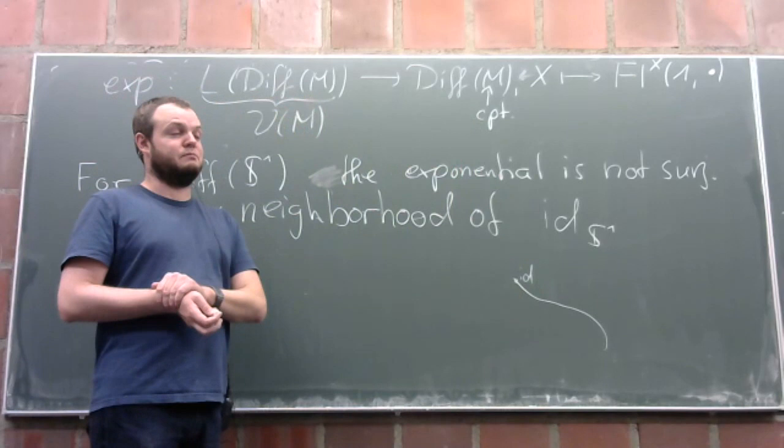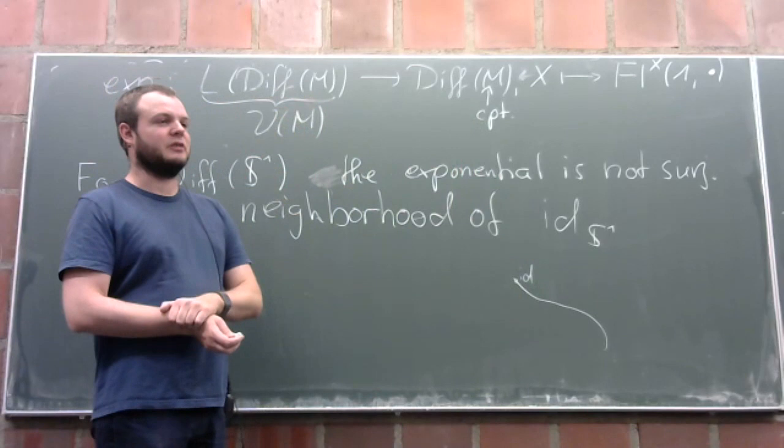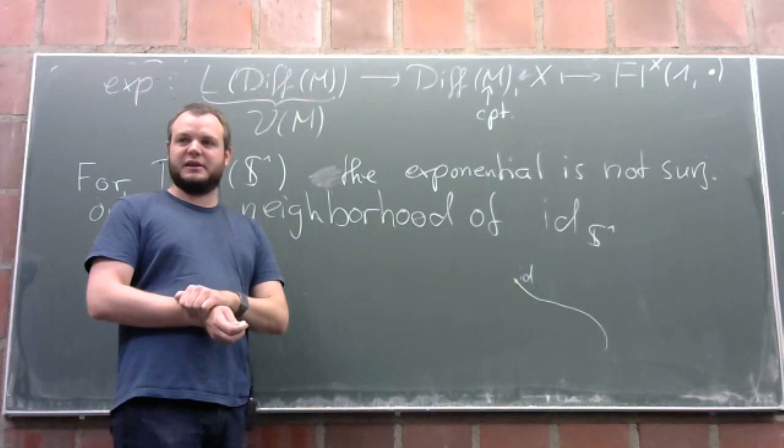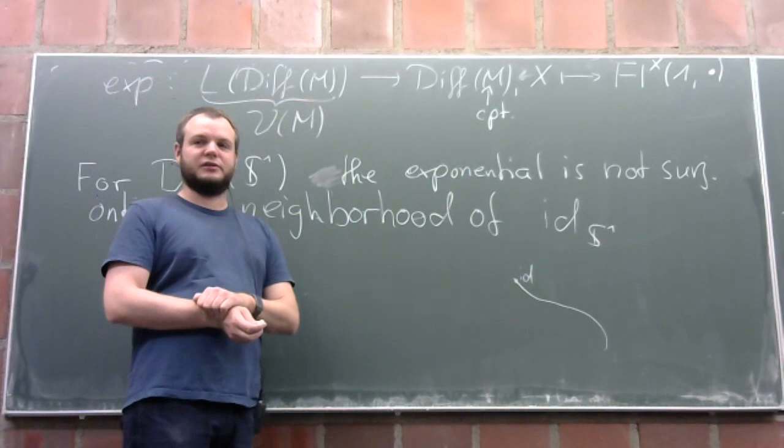And this is what one should always expect if one has a Lie group beyond the Banach space setting: before one knows anything about the exponential, one should better assume that the exponential is bad.